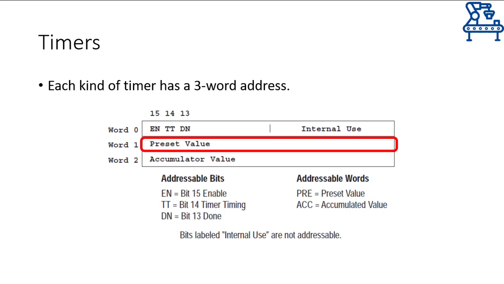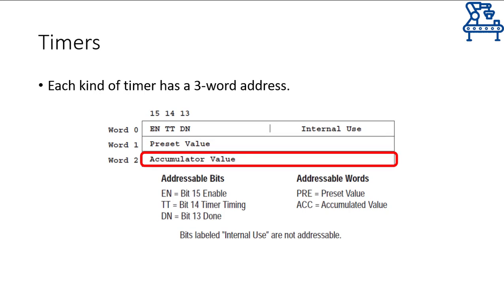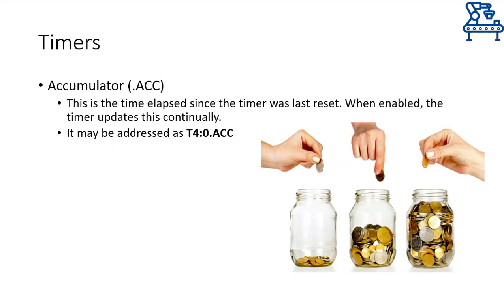The next word, that is word 1, is used for storing the preset value, and the last word, that is word 2, is used for storing the accumulator value. The accumulator word may be addressed using the addressing format as shown over here. T4 over here points to the timer data file and 0 is the element number. After the element number, you may write 2, that is the word number for the accumulator, or you may write ACC to access the accumulator word. Well, the accumulator, as the name suggests, accumulates the time elapsed since the timer started timing or it was last reset.